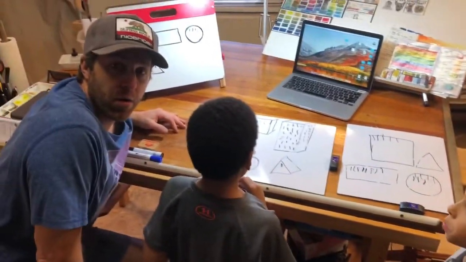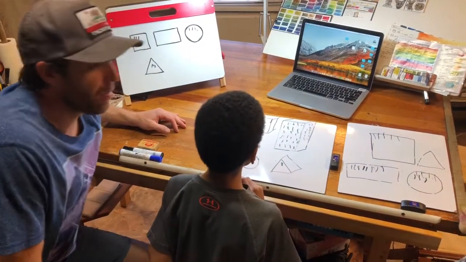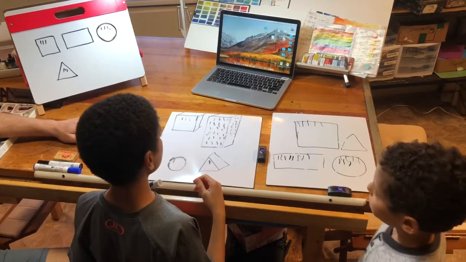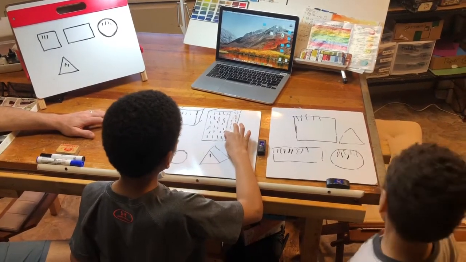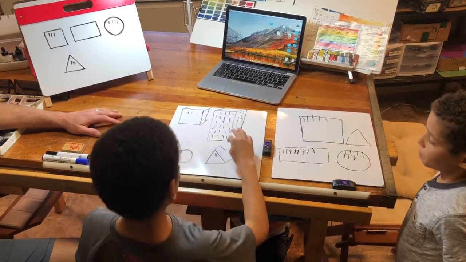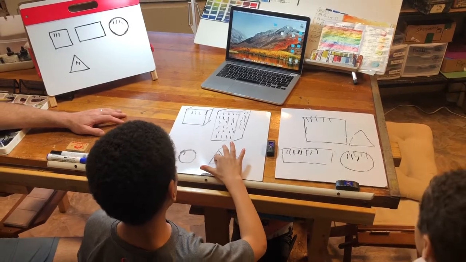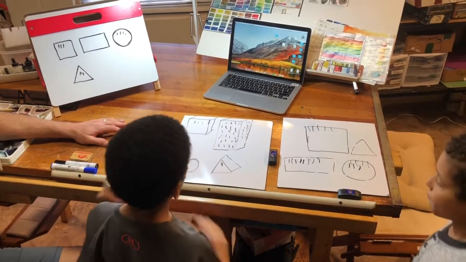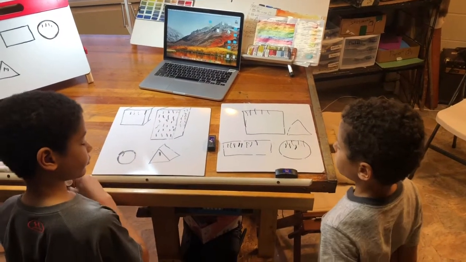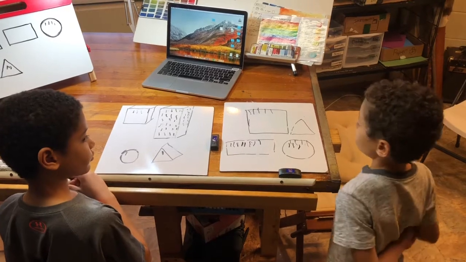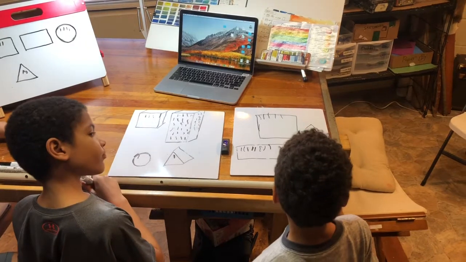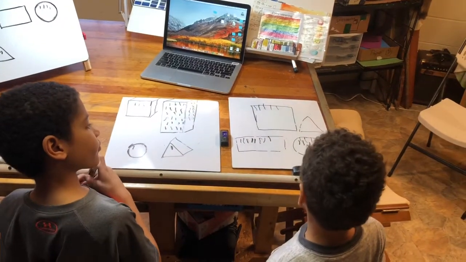Okay, welcome back. Let's see what we found. We did our 3 to 5 minute shape hunt. Noah, what did you find the most of? I found the most of rectangle. And what did you find the least amount? Well, it was a tie with the least. One triangle and one circle. Okay. And Eli, what did you find? The most of rectangle. Okay. It looks like you have a lot for circle too.